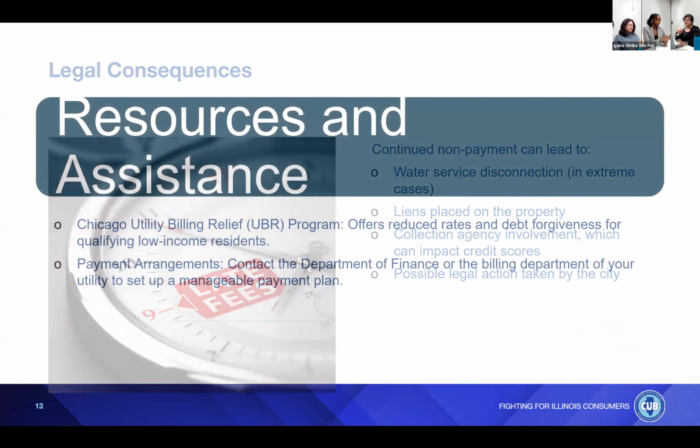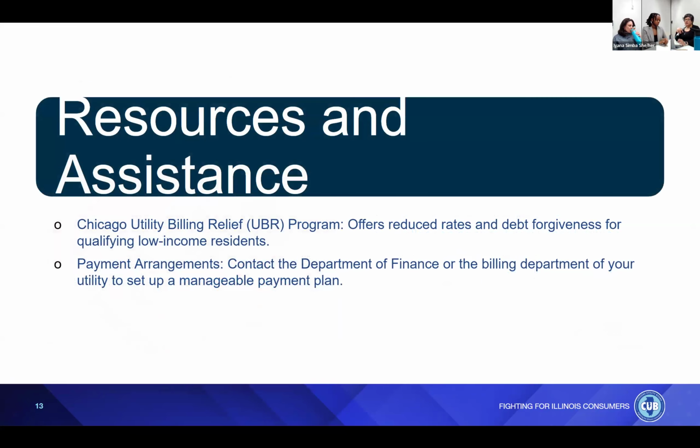There are some resources that you can check on, like the Chicago Utility Bill Relief, for those here in Chicago. The utility companies also usually offer payment arrangements. They'll ask you for a down payment, and they'll set up a payment arrangement so that you can make a monthly payment toward the debt.